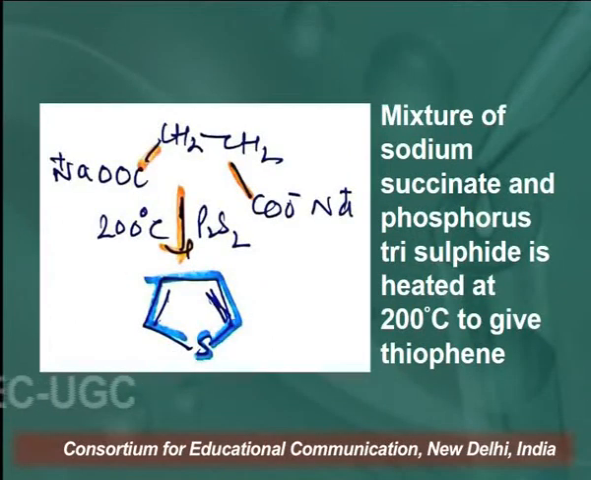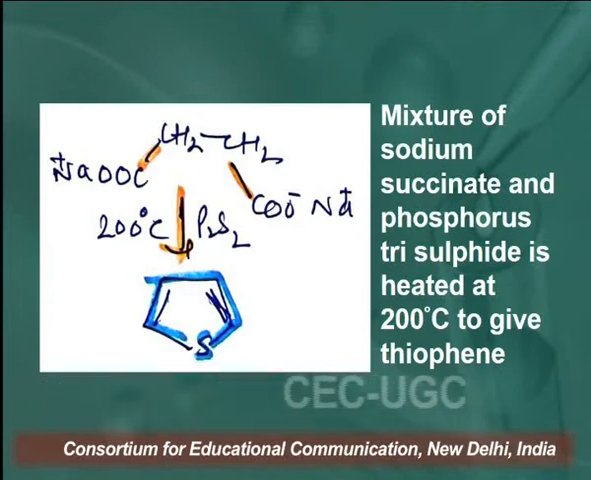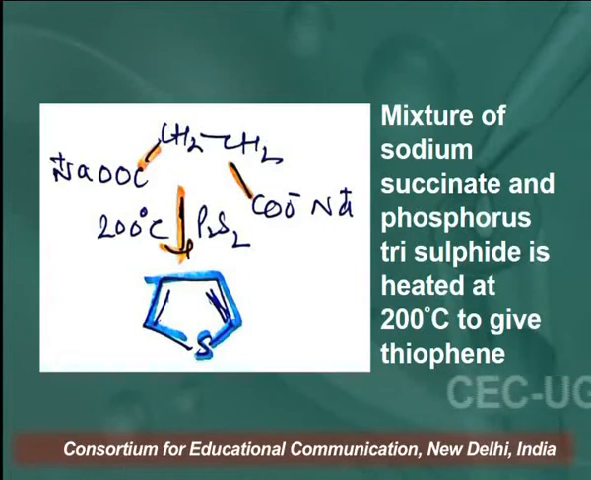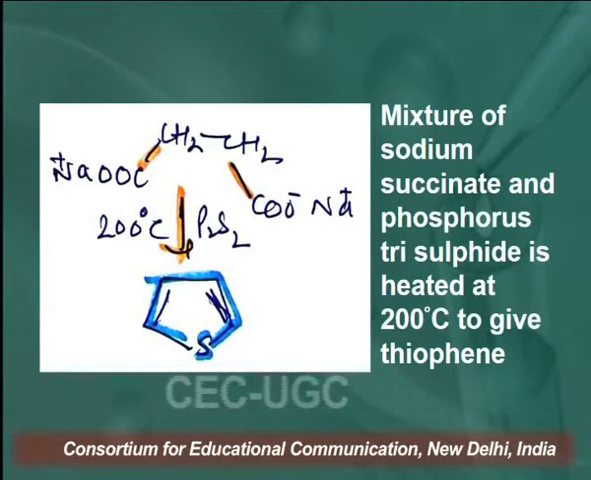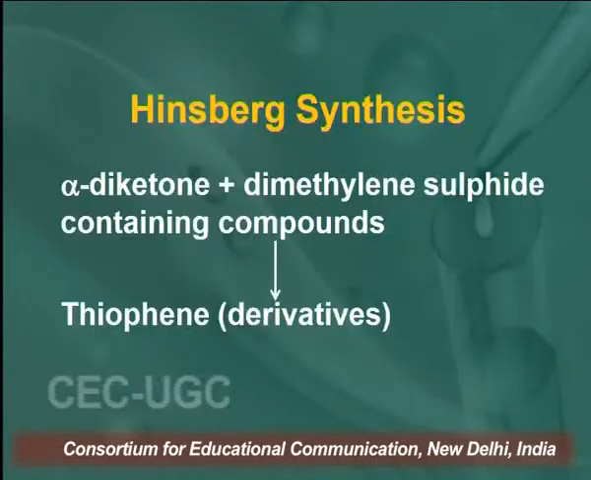Another important method is a mixture of sodium succinate and phosphorus trisulfide. When sodium succinate and phosphorus trisulfide are heated at 200 degrees Celsius, we get thiophene. So, this is also another important industrial method.